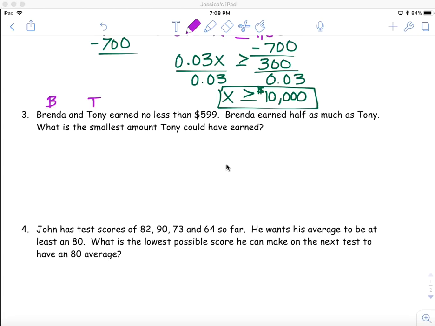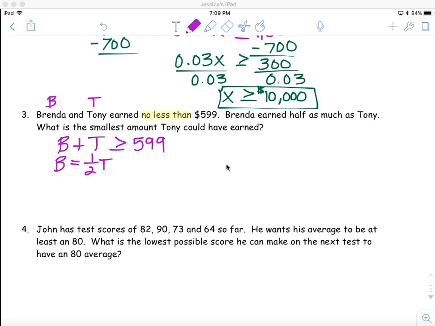It says Brenda and Tony earned no less than $599. No less than. So the least amount they earned was $599. So B plus T together, no less than means the opposite of less than. So I'm going to use greater than or equal to 599. Then it says Brenda earned, so B equals half as much as Tony.